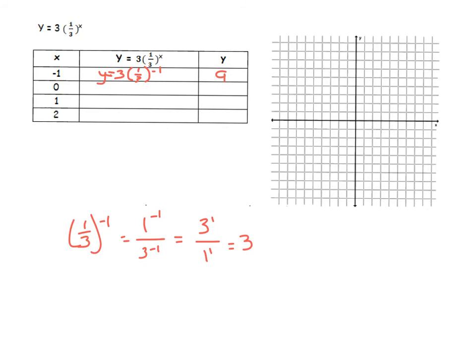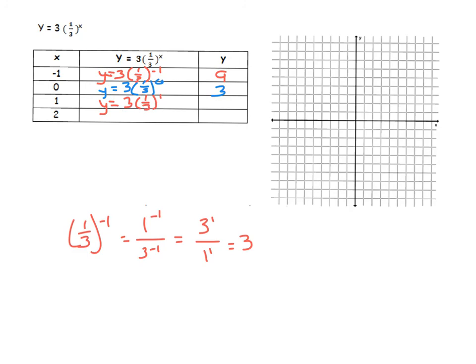All right, let's do our next one. Y equals 3 times 1/3 raised to the 0. All right, so what is 1/3 raised to the 0 power? Well, anything raised to the 0 power is 1. So we have 3 times 1, which will be 3. Our next one, y equals 3 times 1/3 raised to the first power. Well, 1/3 to the first power is 1/3. So this is just 1/3.